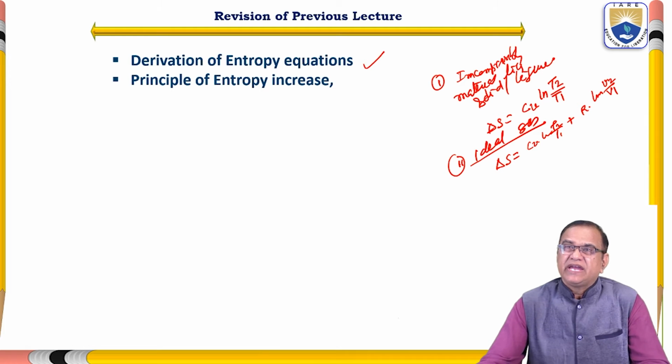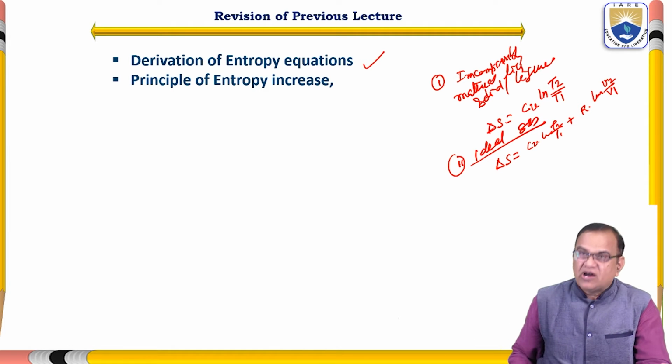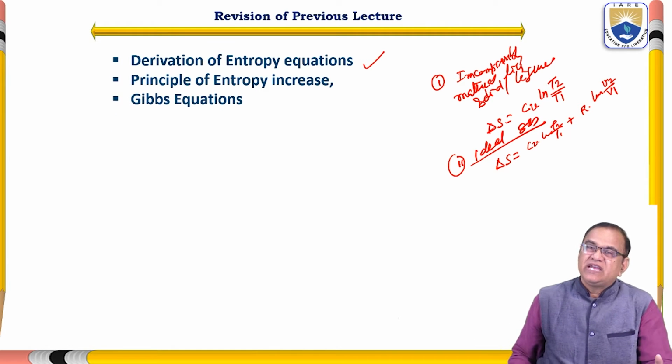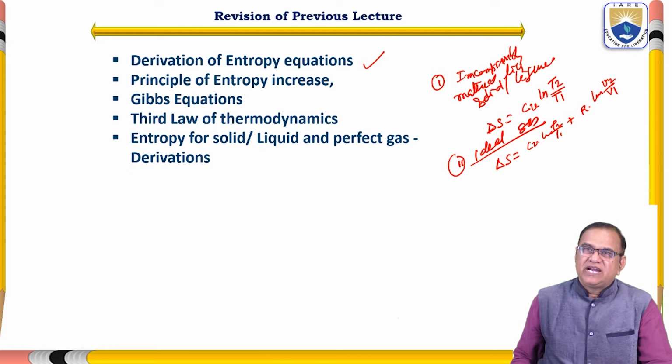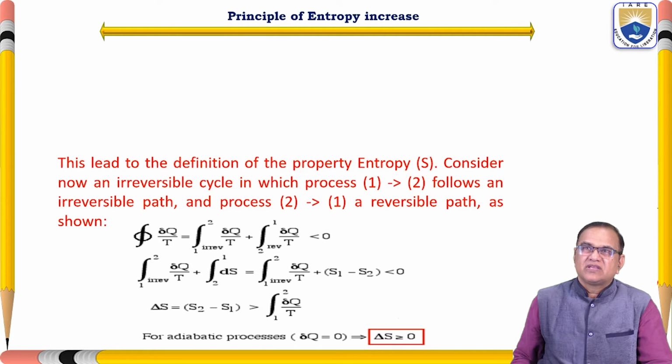Principles of entropy increase, we have already done, on how these things are increasing. Gibbs equations, we have already found that TdS is equal to dU plus PdV. The third law of thermodynamics also we have discussed in our previous lecture. Entropy of solid, liquid and the perfect gas, we have already derived.